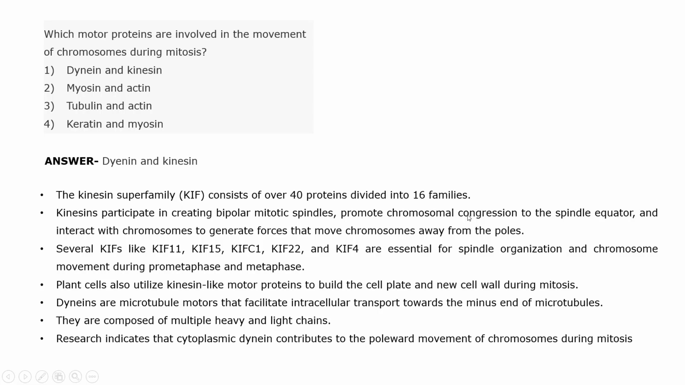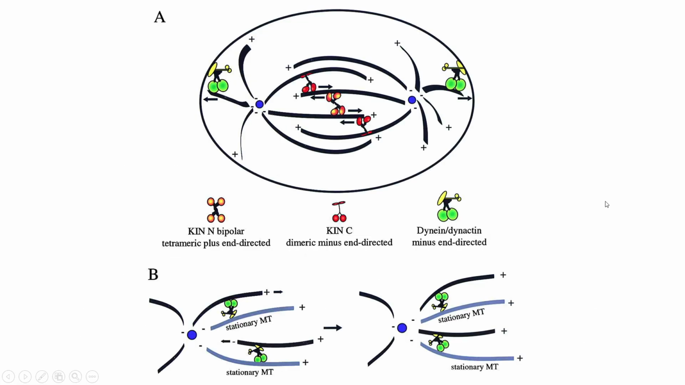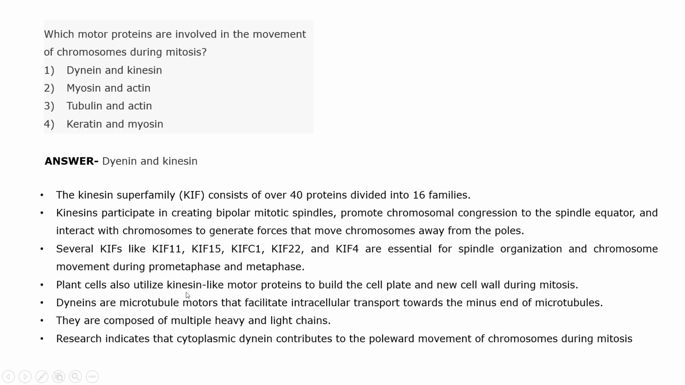Promote chromosomal congregation to the spindle equator, and interact with chromosomes to generate a force that moves chromosomes away from the poles. So these are positively charged, so they can move to the positive end. Because of this friction, or the force that is created there, the chromosomes have a tendency to congregate at the equator there. Several other kinesins include KIF11, 15, 18, 22 and 4, that are essential for spindle organization and chromosome movement during prometaphase and metaphase.